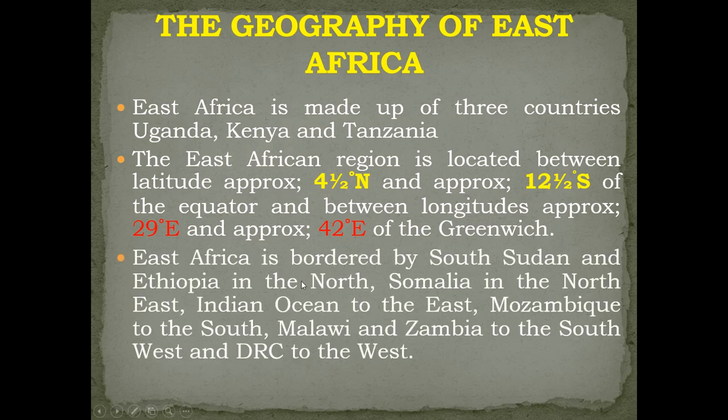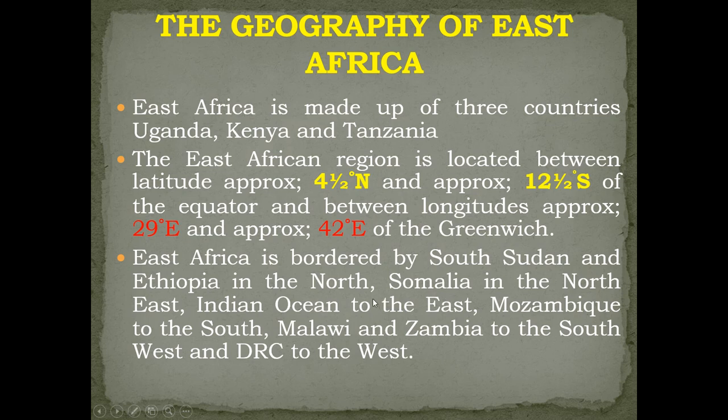We can locate East African countries by identifying the countries and the features which border the three countries. Therefore, East Africa is bordered by, look at your map on the atlas, in the north, South Sudan, the newly created country, and Ethiopia. Those two countries border East Africa in the north. When you look to the northeast, it is bordered by Somalia.